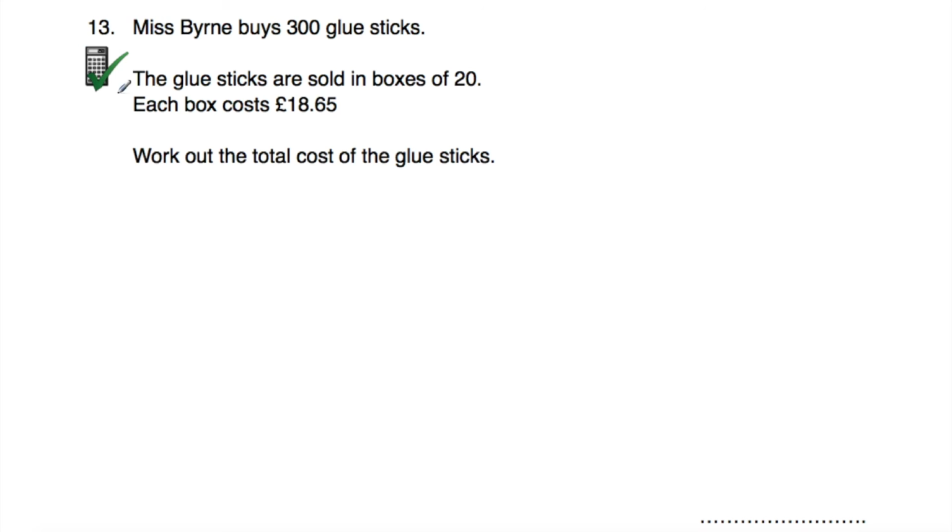And that's it. Okay, let's have a look at our next question, question number 13. So question number 13 says, Miss Byrne buys 300 glue sticks, and the glue sticks are sold in boxes of 20. Each box costs £18.65. And the question says, work out the total cost for the glue sticks. Now each box contains 20 glue sticks, and she buys 300 altogether. So if we take 300 and divide that by 20, that'll tell us how many boxes of glue sticks she's bought. So 300 divided by 20 would be equal to 15. So that means that she buys 15 boxes of glue sticks.